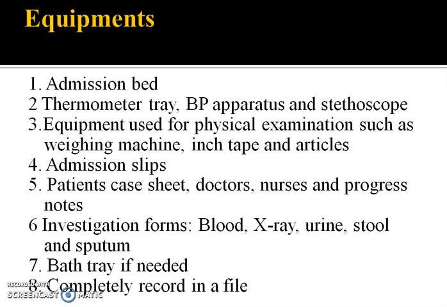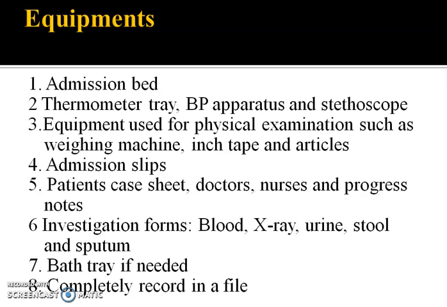So the second thing is the thermometer tray. So we need a tray: thermometer for measuring the temperature, BP apparatus for checking the blood pressure, then stethoscope for the purpose of taking the blood pressure of the patient. So this tray, including the thermometer, BP apparatus, stethoscope, and everything, we call it a vital sign tray.